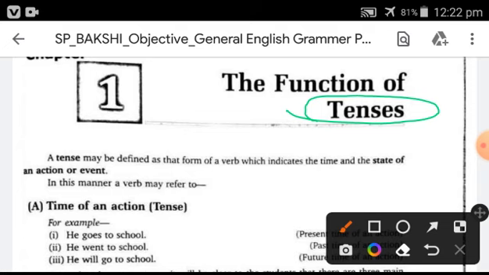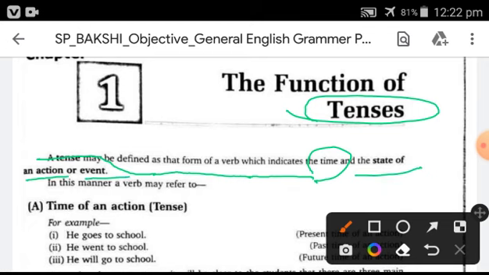As per its definition, a tense may be defined as that form of a verb which indicates the time and state of an action or event. What does it mean? Tense may define a verb or its form, and it also indicates when an action or event happens.